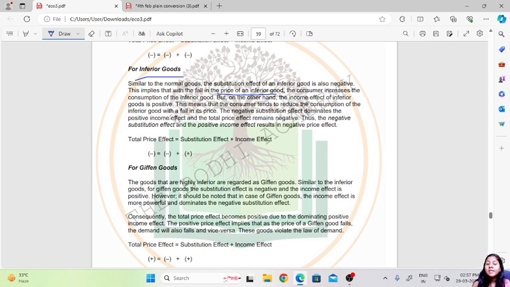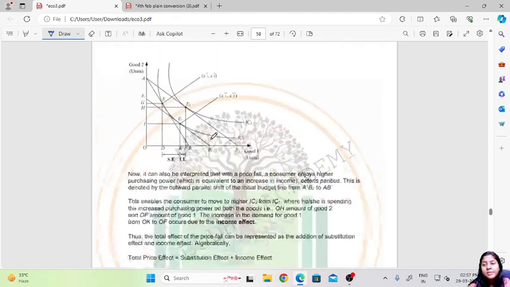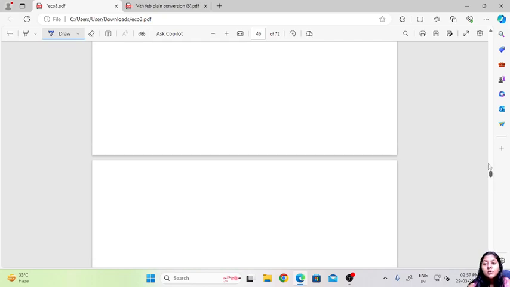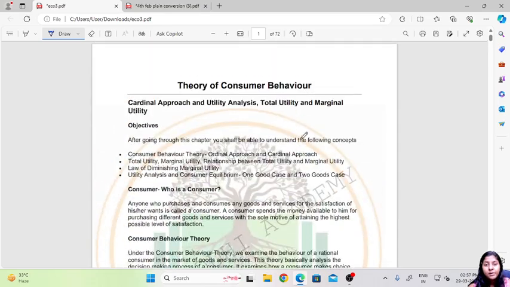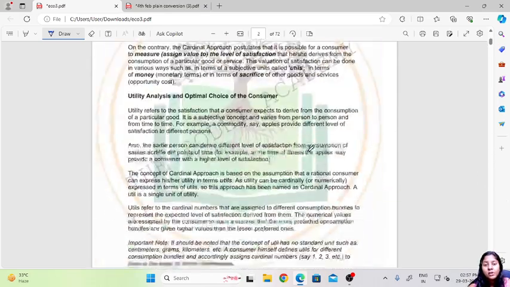Goods that are highly inferior are regarded as Giffen goods, and similar to inferior goods, for Giffen goods the substitution effect is negative and the income effect is positive. These are some things which are important from the Goa board point of view. So this is what we have with regards to the demand analysis chapter and the theory of consumer behavior.